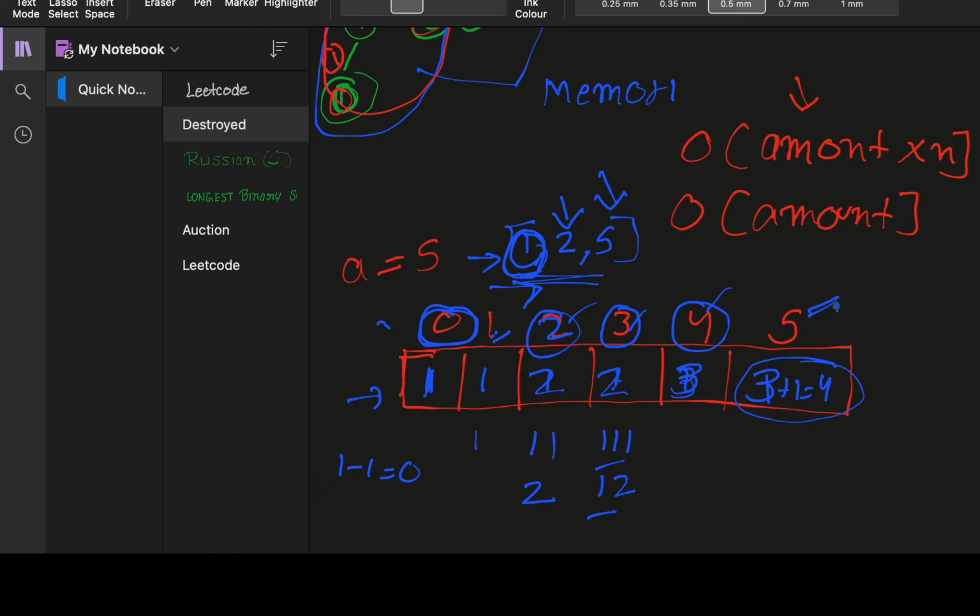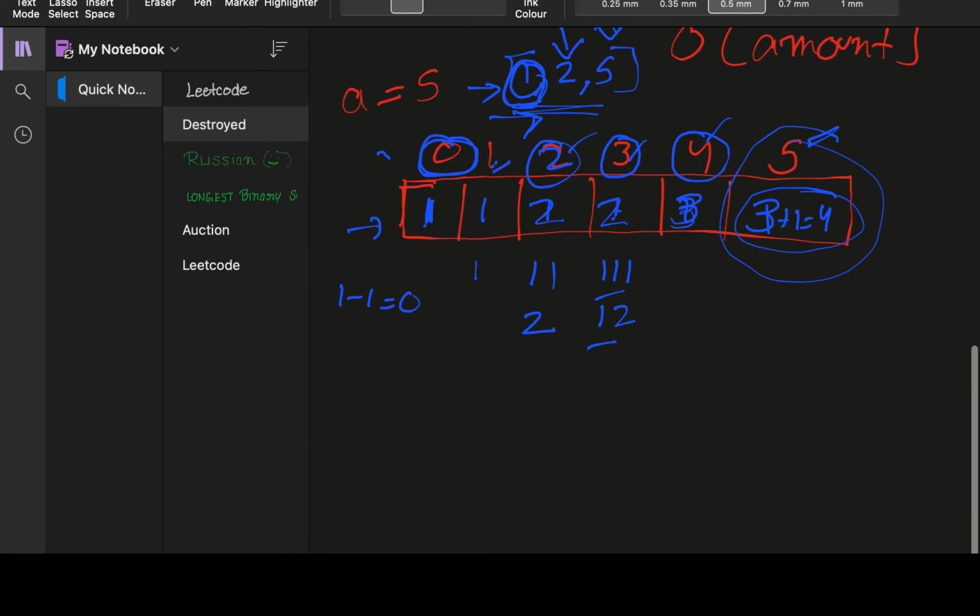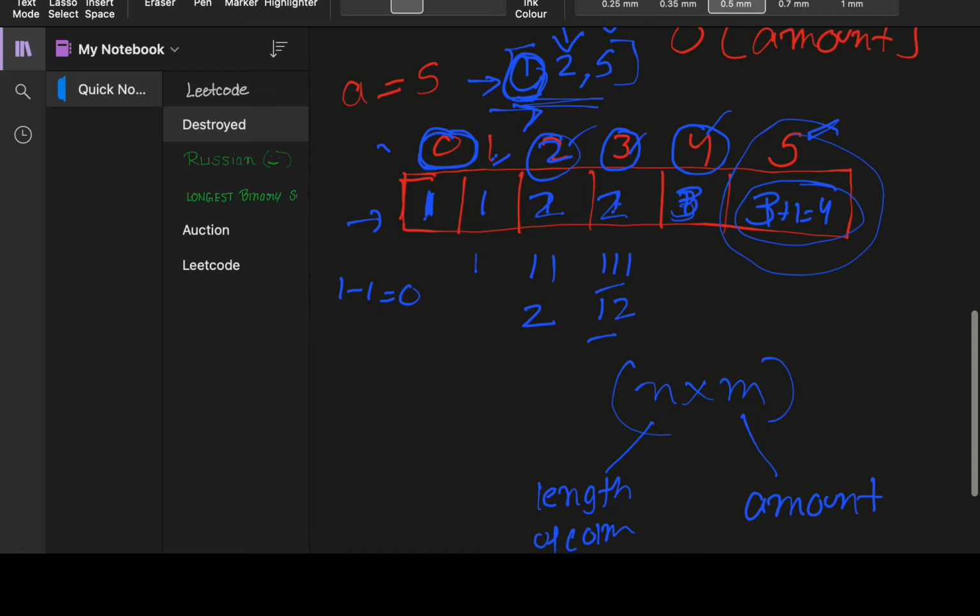So basically our final answer would be at the last of the array, and the time complexity would be n into m. What is basically n? We can say the length of the coin array, and m is basically the amount, or we can say the size of the amount array.